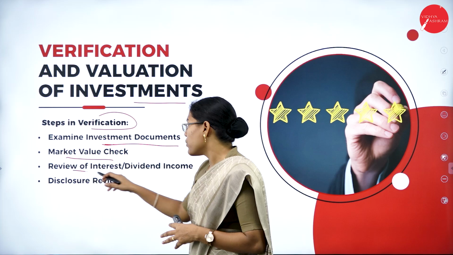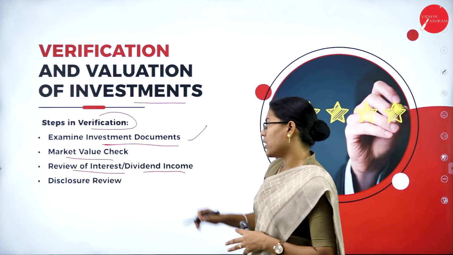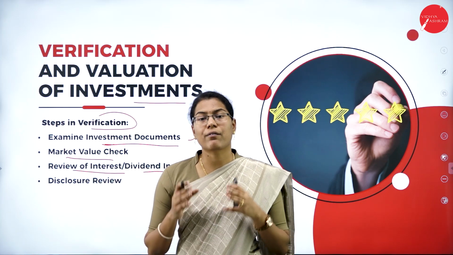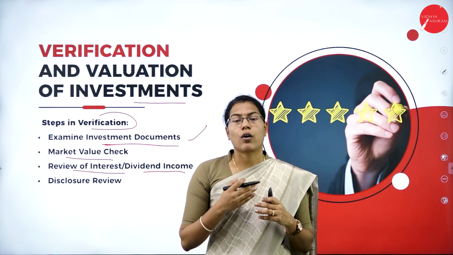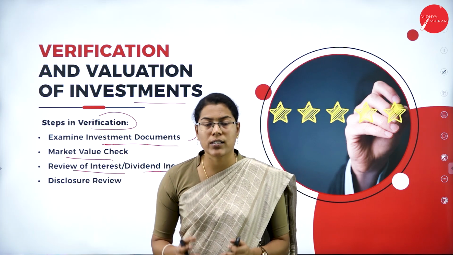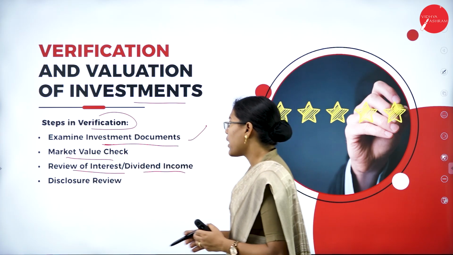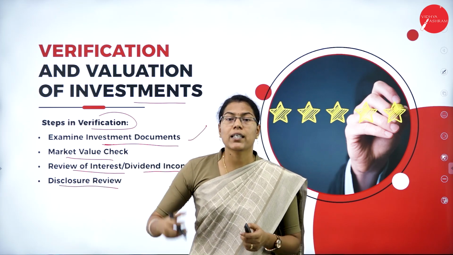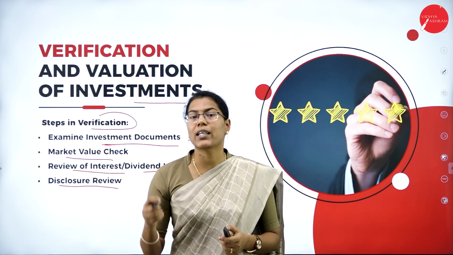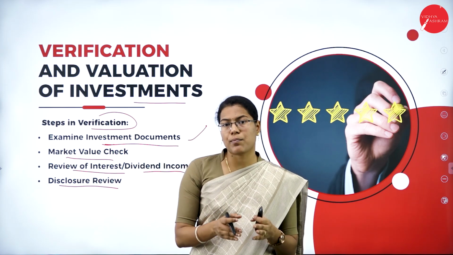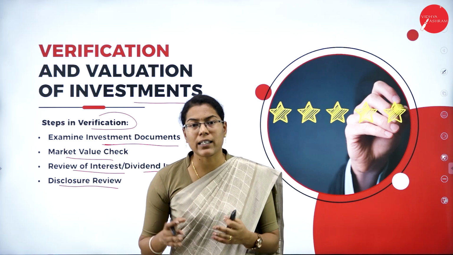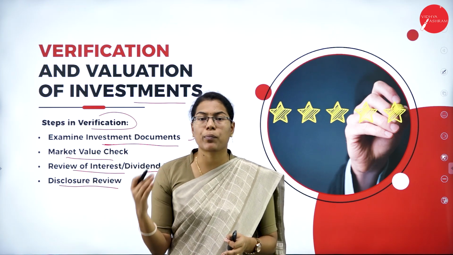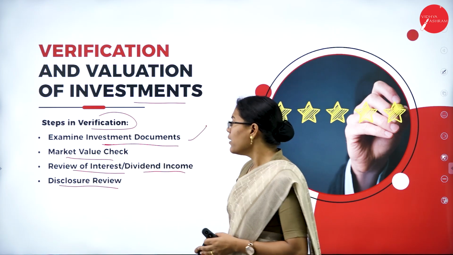Then after that he has to review the interest and dividend income. What is the amount of interest or dividend received by the company, and whether all these receivables of interest or dividend are properly recorded or not. Then the auditor has to do the disclosure review, whether all the investments the company has made have been disclosed properly in the balance sheet or not, and whether these investments are classified properly or not. Again, they might be classified as short-term and long-term investments, depending on the period for which the company has held them.